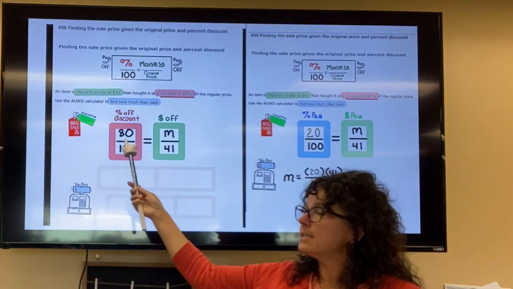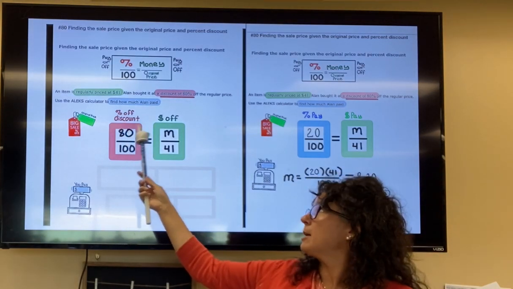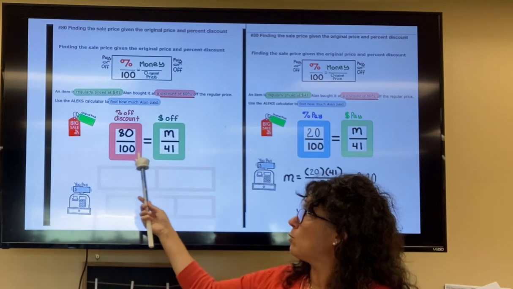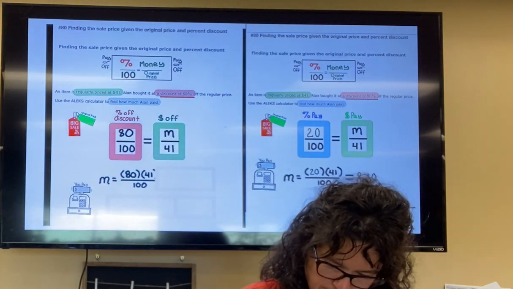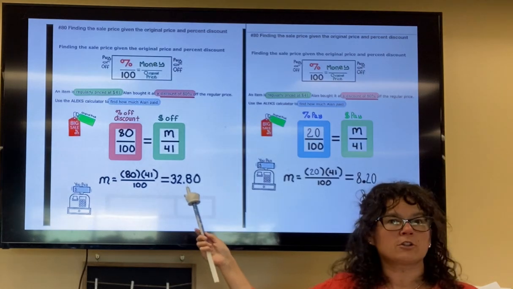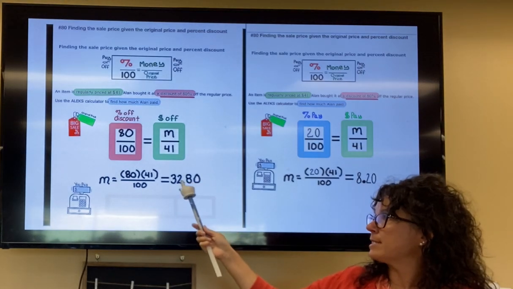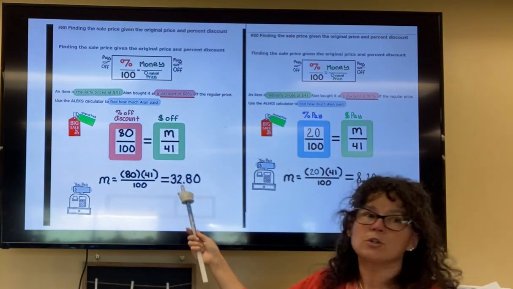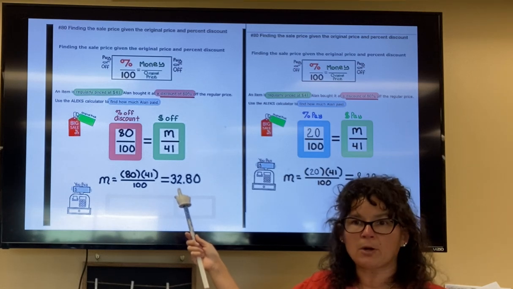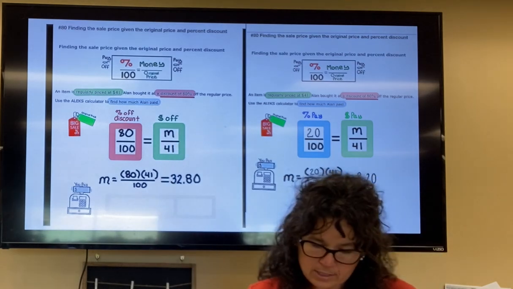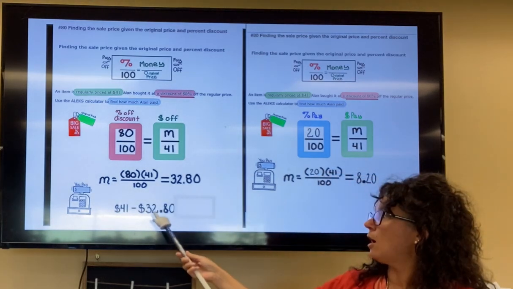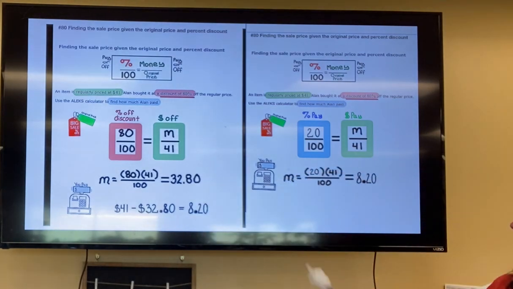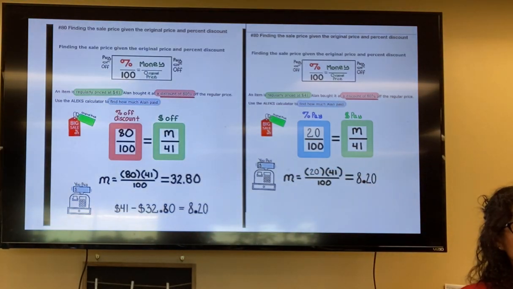But if I use the discount percent, then I'm getting the money off. So I cross multiply, then divide. So 80 times 41 divided by 100. And we get $32.80. Again, I know a little redundant, but if this is percent off, this is the money off. So I get $32.80 off the original price. And the original was $41, so if I take the $41 and subtract the $32.80, now I get the same amount, $8.20.